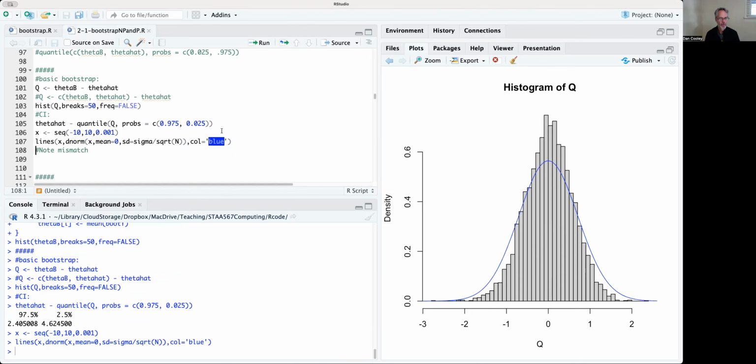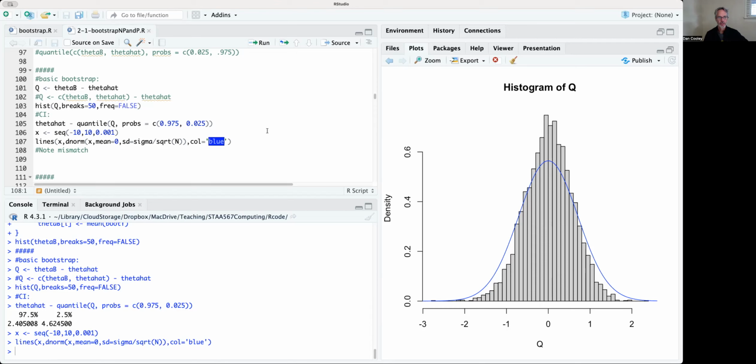And so this is just showing what the true distribution would be if we were able to draw from the original distribution. The important thing is this here, where we got our confidence interval. The lower bound is 2.4, the upper bound is 4.6. We see that that covers the true mean of 3, which we think this should cover about 95% of the time.